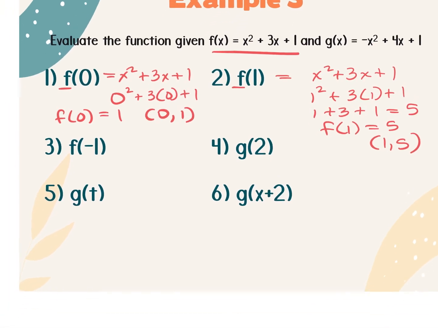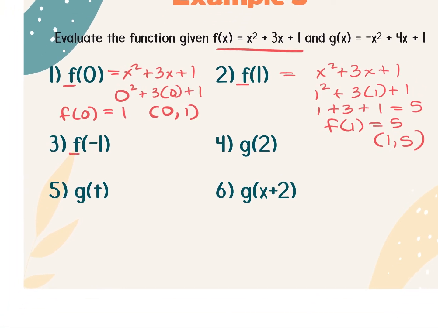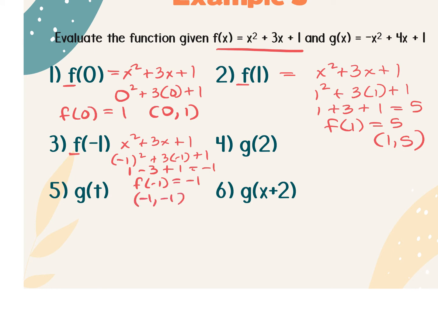Let's try the next one. We're still using the same function, the f of x function. So the x squared plus 3x plus 1, replace x with negative 1. I'm going to follow order of operations. Negative 1 squared is positive 1. Positive 3 times negative 1 is negative 3. And now I'll add left to right. 1 minus 3 is negative 2, plus 1 equals negative 1. So f of negative 1 equals negative 1. So the ordered pair is (-1, -1).